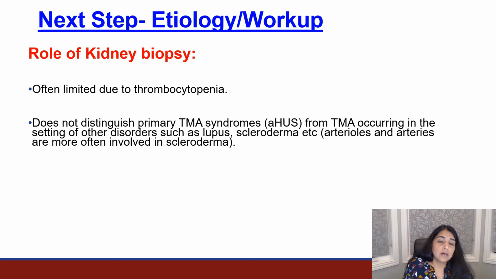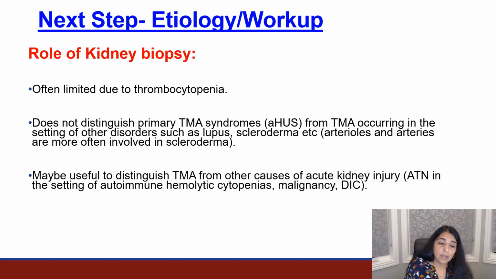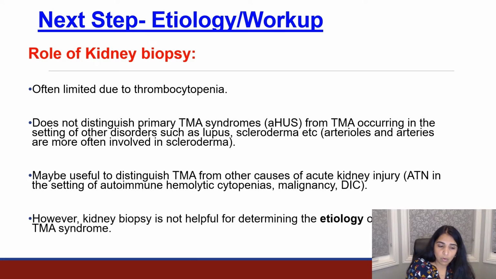Even if not, a biopsy does not distinguish a primary TMA syndrome like atypical HUS from a TMA that may be occurring in the setting of another disorder like scleroderma in this case. However, a biopsy may be useful if one is trying to distinguish TMA from other causes of AKI. Could there be an ATN in the setting of autoimmune hemolytic cytopenias? Could there be ATN in the setting of malignancy or DIC? But overall, biopsy does not help determine the etiology and does not help determine primary from secondary TMA.